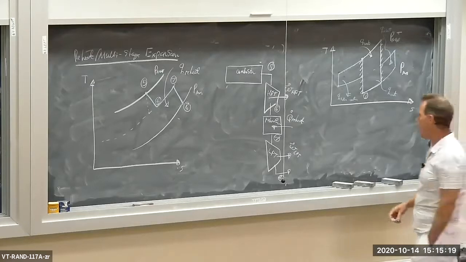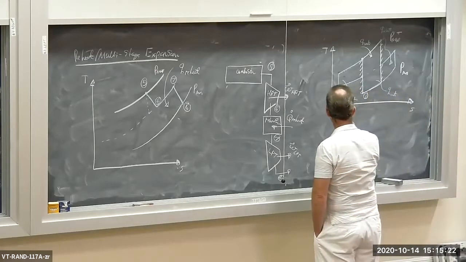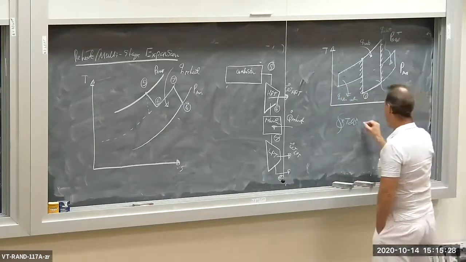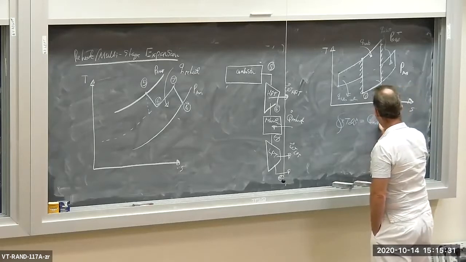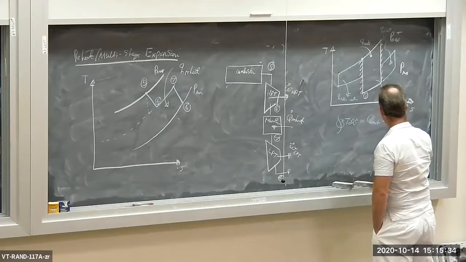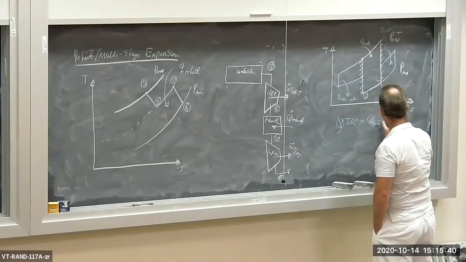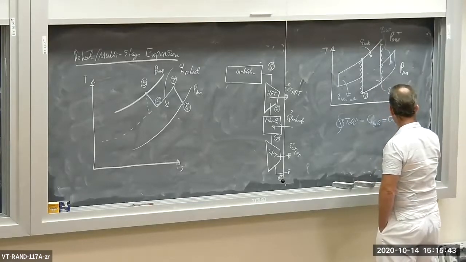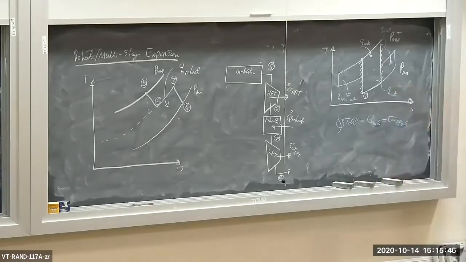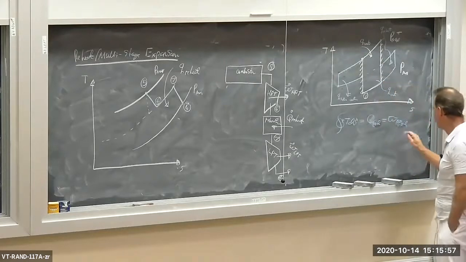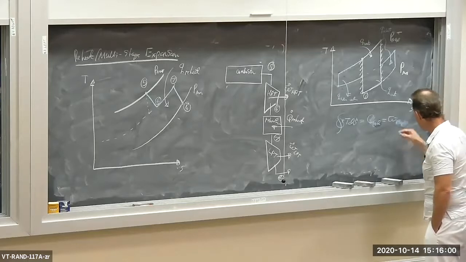Recall the area bound by the TdS curve is equal to the net heat, Q net, which is equal to the cycle work. It's actually Q cycle, which is equal to the cycle work. Okay, we developed this when we talked about cycles just a week ago. So the area bound by the TS curve over a cycle is equal to the cycle work, W cycle.